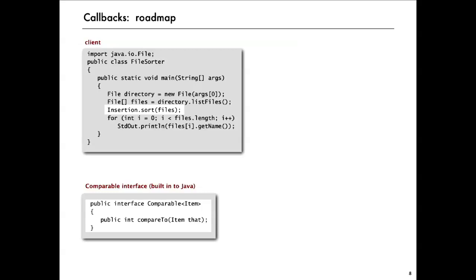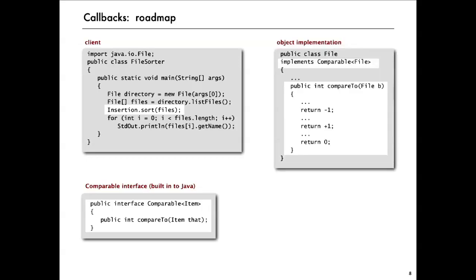Now, built into Java is the so-called comparable interface. And all the comparable interface is, is a specification that a data type that implements comparable will have a compareTo method. And it's generic, it'll be compareTo against a certain type of item. Now, when we implement objects that are to be sorted, we'll implement the comparable method. That's up in the top. Class File implements Comparable File.